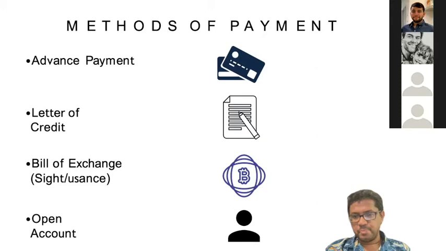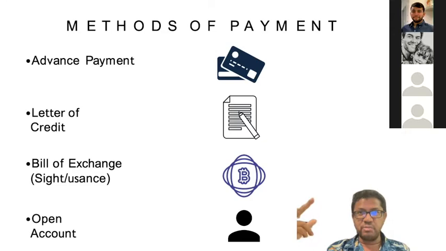Well, there are two types of exporters: those who agree to do an export contract without advance payment or without a letter of credit. One is when they trust their business partner very much based on the last 10 years of track record, having done business with each other for many, many years. It's like husband and wife.